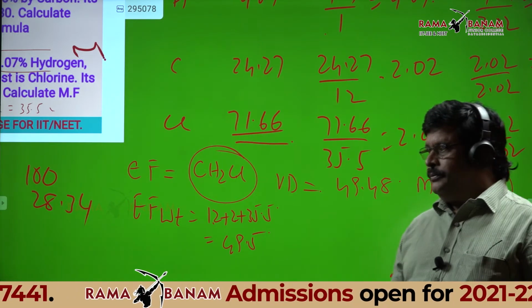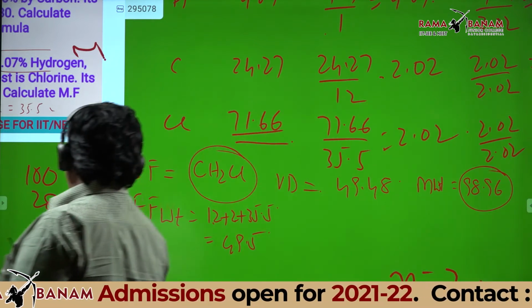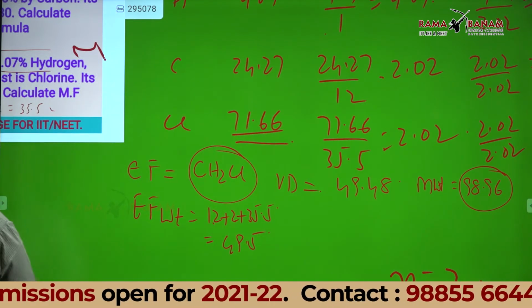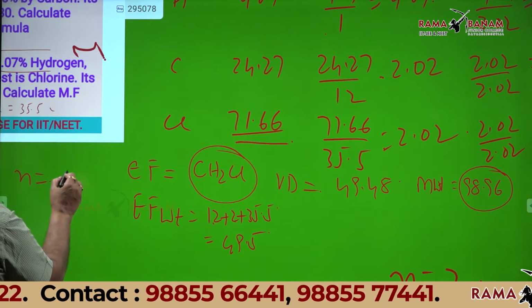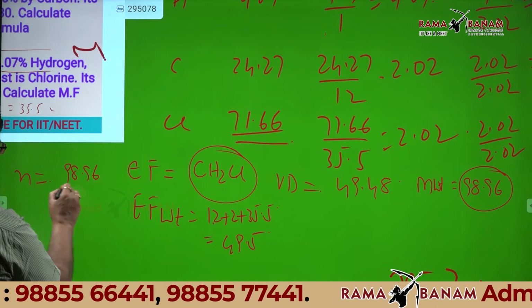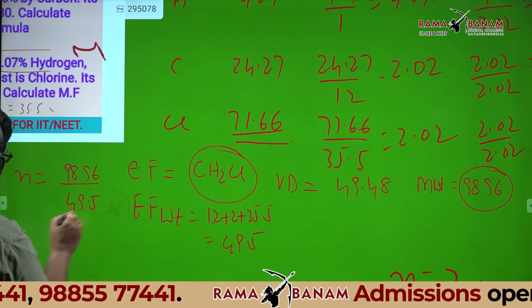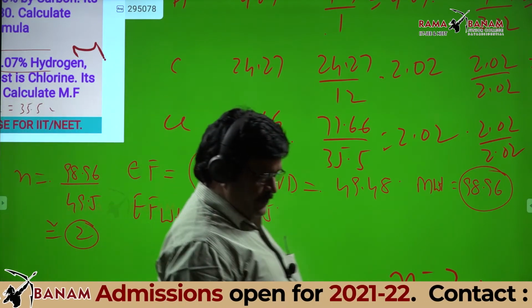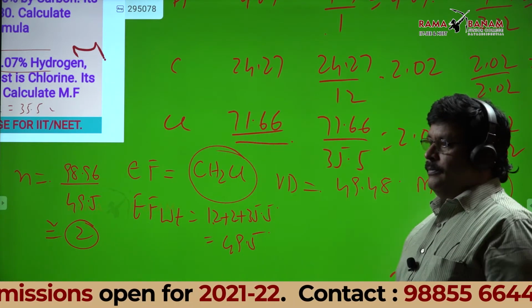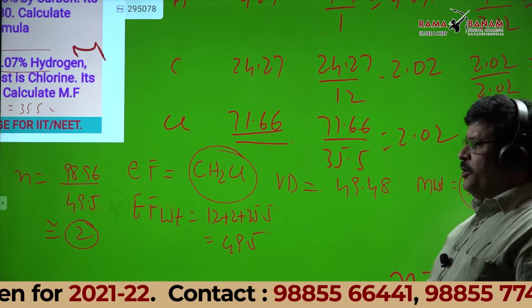Okay, then can you find the n value? n is equal to molecular weight by empirical formula weight. Molecular weight 98.96 by 49.5. More or less it is 2. Is it okay, students?